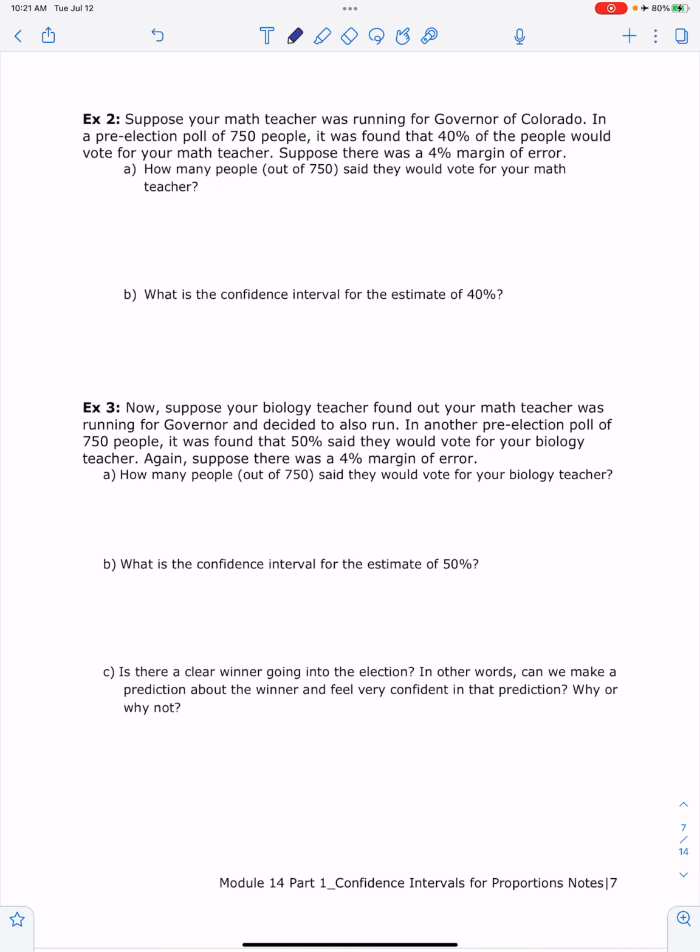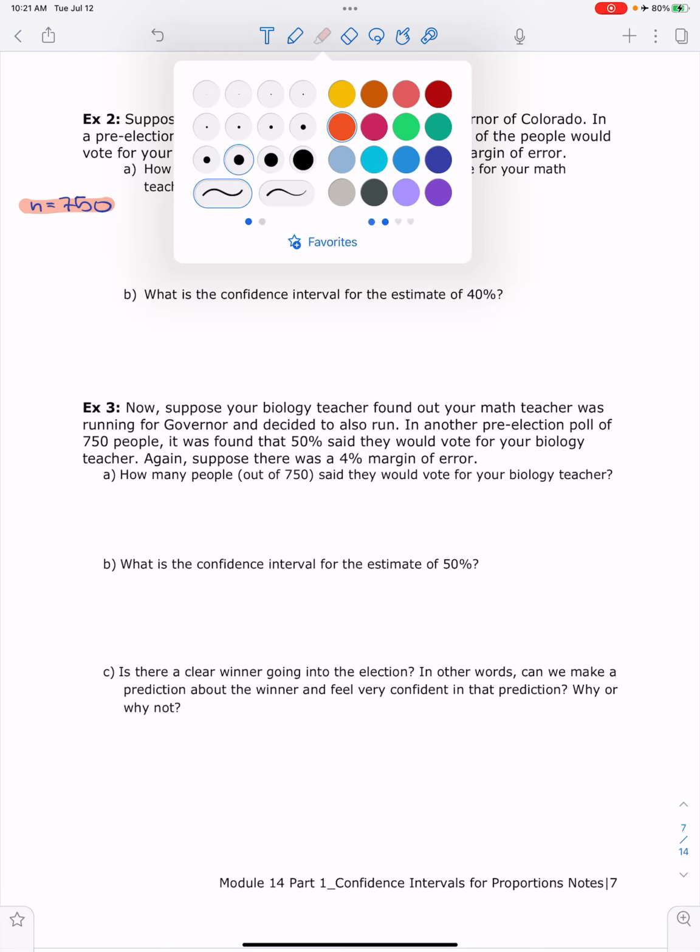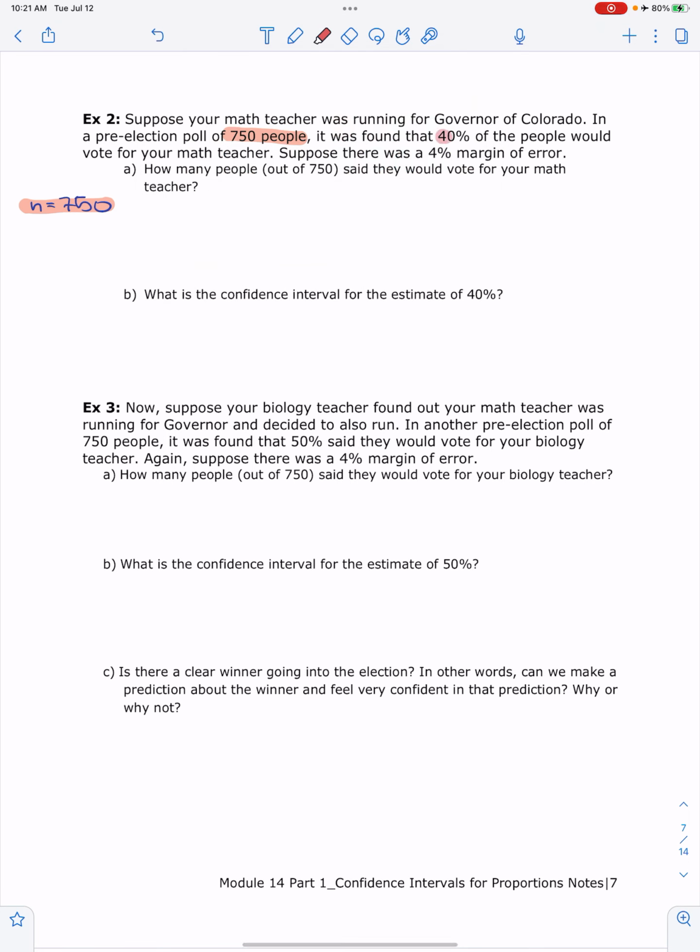So example 2 says we have a math teacher running for governor of Colorado. We have a pre-election poll of 750 people. So just to make sure we are keeping our notation consistent, that's our N. N is our sample size. It was found that 40% of the people would vote for your math teacher. So we've got 40% of the people in your sample. That's our p hat. That's our sample proportion. And again, we are writing this as a decimal. You have to use the decimal to multiply.